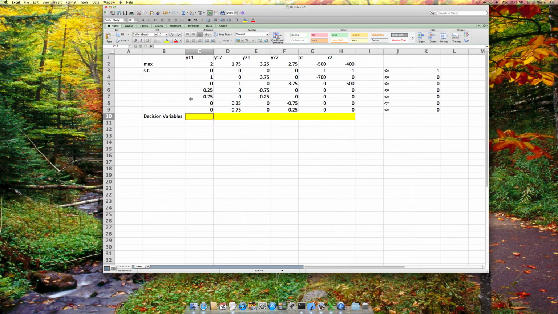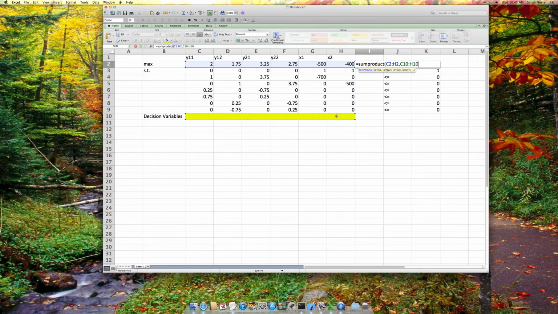So whatever value it solves for in y11 has to be multiplied by 2, and then this has to be multiplied by y12, so on and so forth, in order to calculate the objective function. So I'm going to calculate those values here. So I'm going to use SUMPRODUCT, which is essentially this times this plus this times this, but it just makes it a little easier to put into Excel.